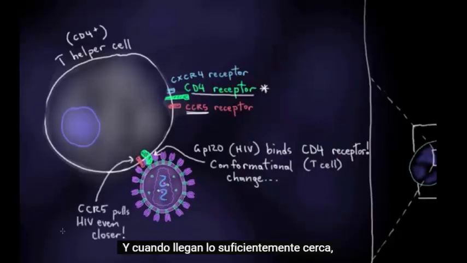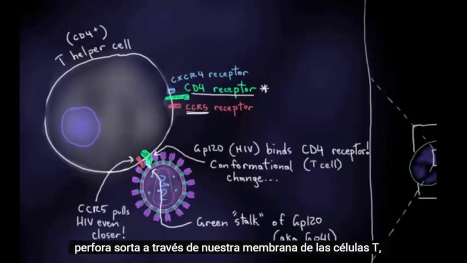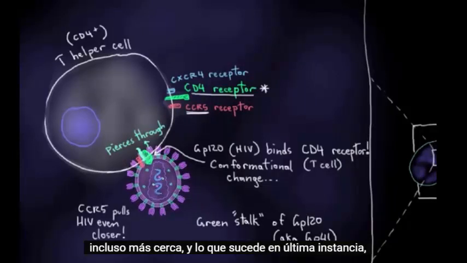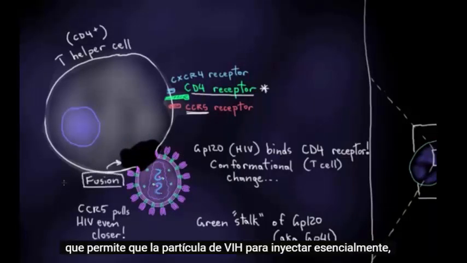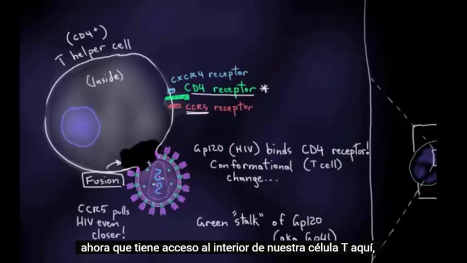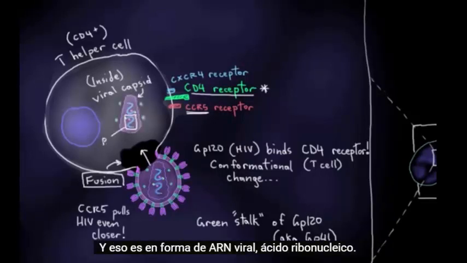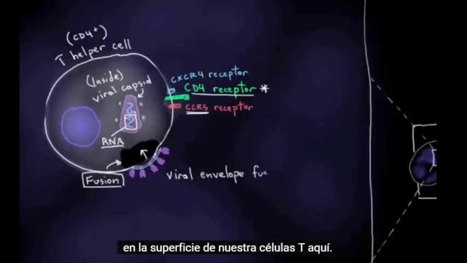And when they get close enough, this little stalk here, the stalk of the GP120 protein, pierces through our T cell membrane, and it pulls the viral and the T cell membranes even closer together. And what ultimately happens is that the two membranes will fuse together, which allows the HIV particle to essentially inject. Now that it has access to the inside of our T cell here, it injects its genetic material into our T cell, inside this viral capsid here. And that's in the form of viral RNA, ribonucleic acid. And this envelope is just left at the surface of our T cell here.